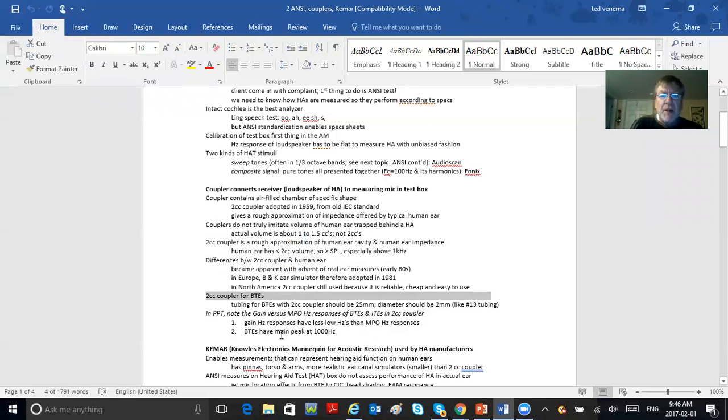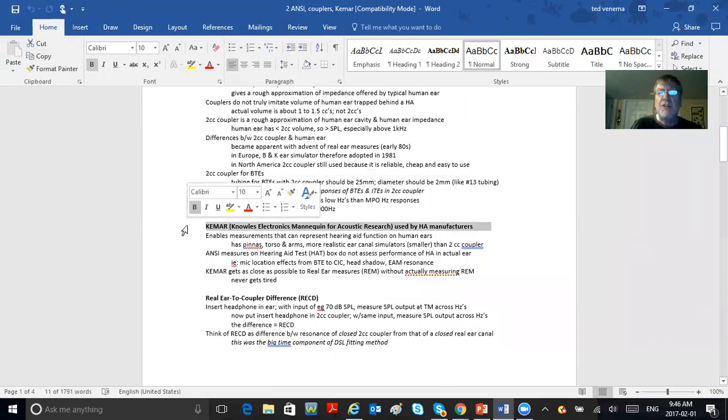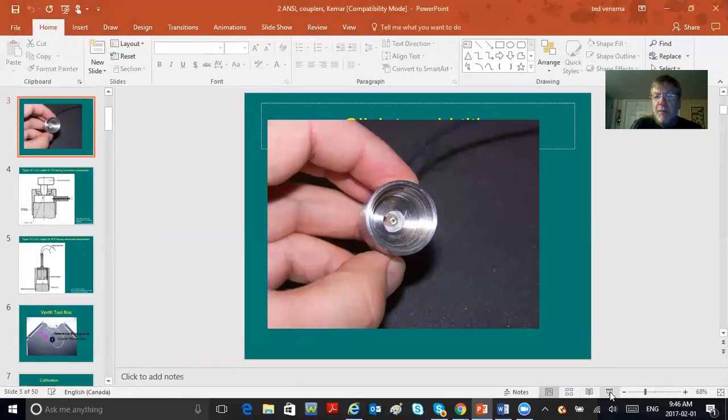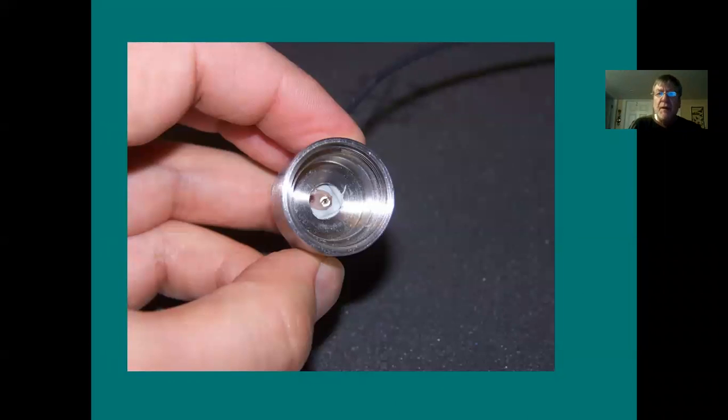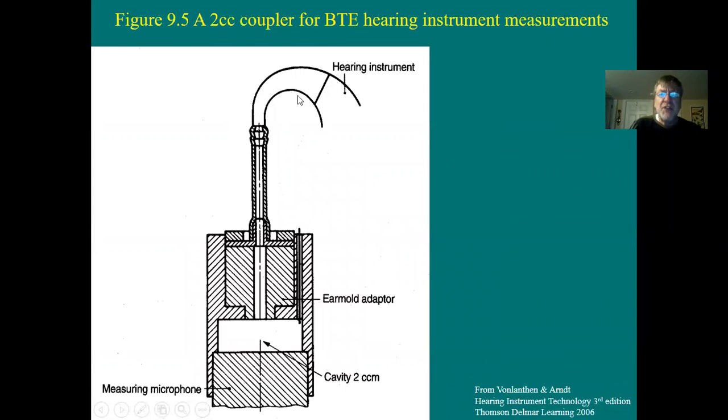Basically, okay, KEMA. If we work our way down to here, you're going to see this thing called KEMA. Knowles Electronic Mannequin for Acoustic Research. It's time to show pictures now, okay? Here's your 2cc coupler, all right? Looking at it over here, here would be an ITE hearing aid. Here's your 2cc coupler. It's got the cavity, 2 cubic centimeters. And here's the measuring microphone from the ANSI test equipment. Here's a BTE.